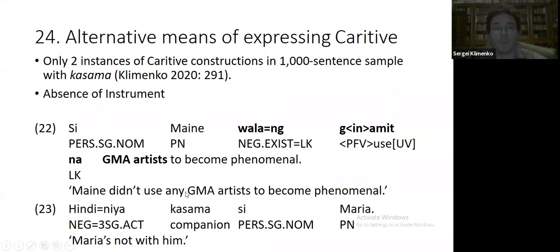On the other hand, we've seen that instrument didn't show up in the sample in this study at all. So the natural question is, isn't it the case that maybe these three constructions are not the most common way to express caritive meanings in Tagalog? Instead of using a caritive construction, is it possible that speakers in natural discourse would say something like, in 22, Maine didn't use any GMA artists to become phenomenal, with the verb used as the main predicate, instead of Maine became phenomenal without any GMA artists.